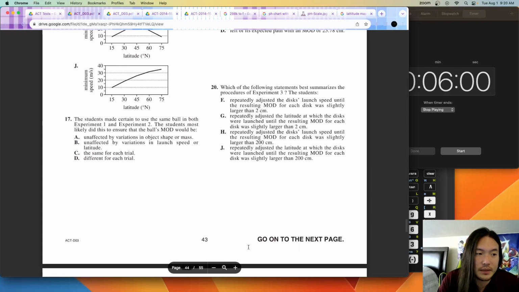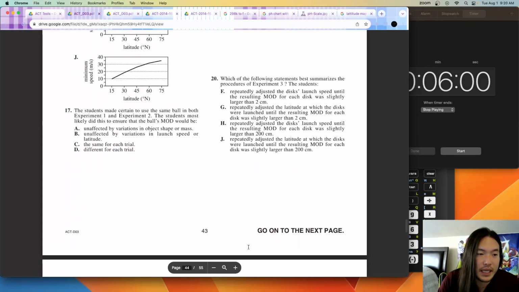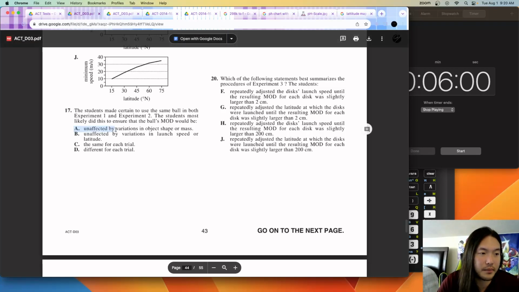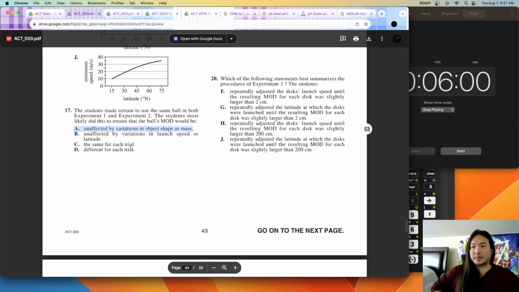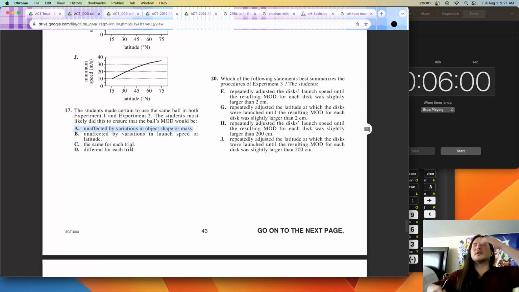And then 17. The study made certain use of the same ball in both experiments 1 and 2. The students most likely did this to ensure that the ball's MOD would be A. I guess this one's a really great one to go over. So here's a really obvious example.